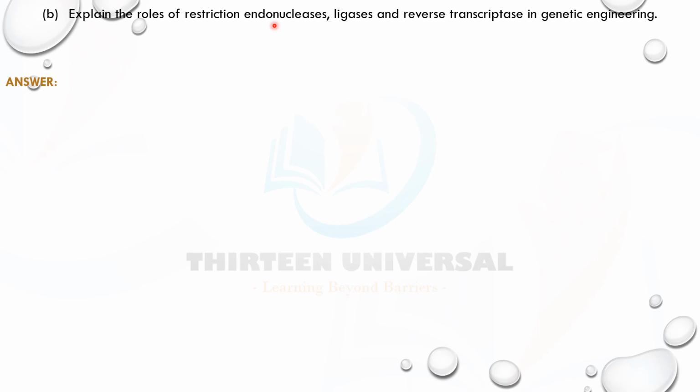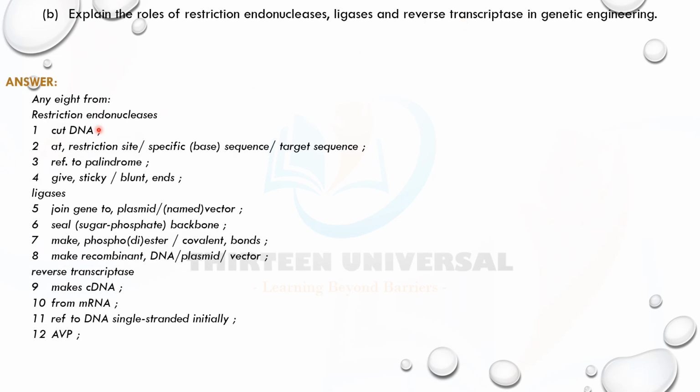Ligases are used to join two fragments of DNA by forming the sugar-phosphate backbone. They seal the sugar-phosphate backbone with phosphoester bonds to form recombinant DNA. Reverse transcriptase converts mRNA to cDNA. Look at it, guys. Endonuclease cuts DNA at the restriction site, palindromic, sticky. Ligase joins the gene to the plasmid. The gene is a human gene, and this is bacterial, and that will give us recombinant DNA. It forms the sugar-phosphate backbone and seals it for us with phosphoester or covalent bonds. Reverse transcriptase makes cDNA from mRNA. So these questions are the same.